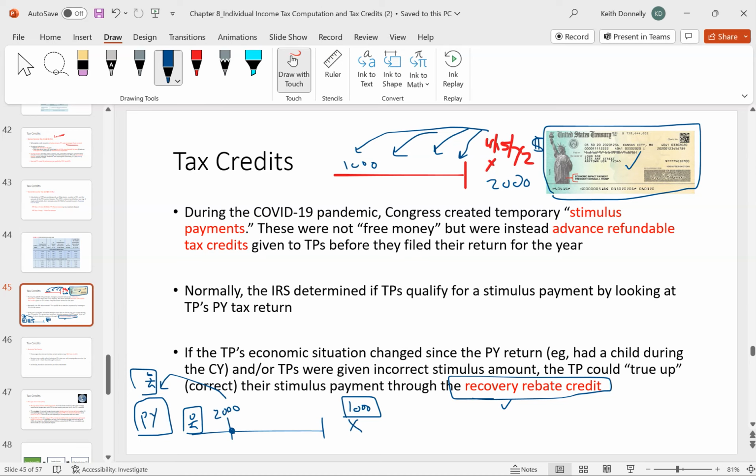Now, that's the idea with how it happened. That was kind of a one-time thing. The stimulus checks, they aren't doing that every year. But it is an example, kind of indirectly, of an advanced tax credit where they push it out ahead of time.